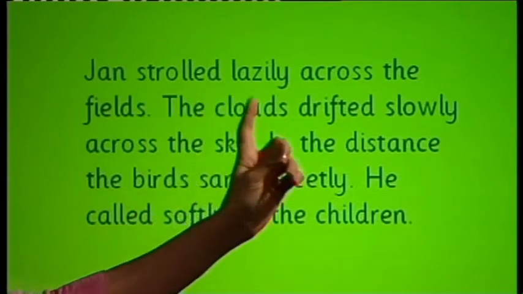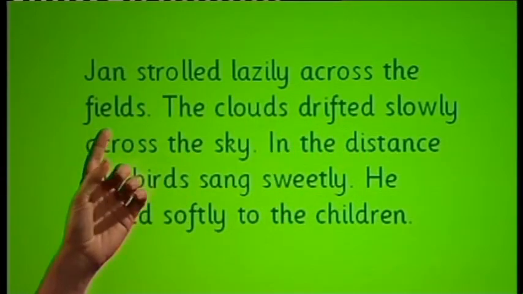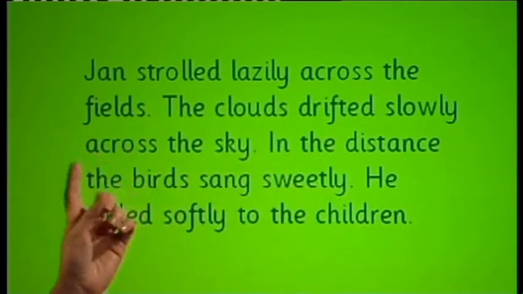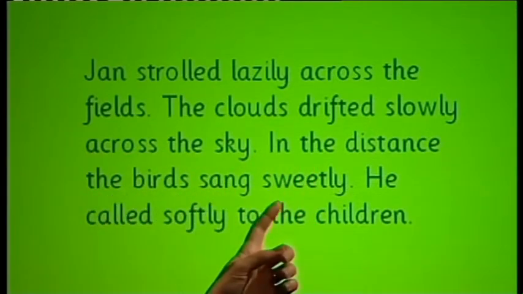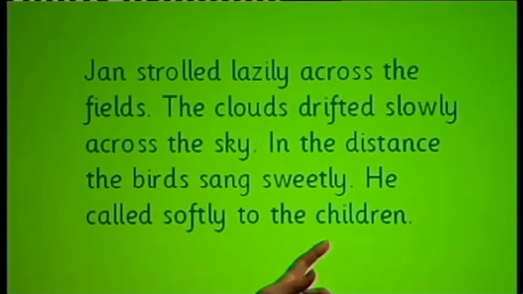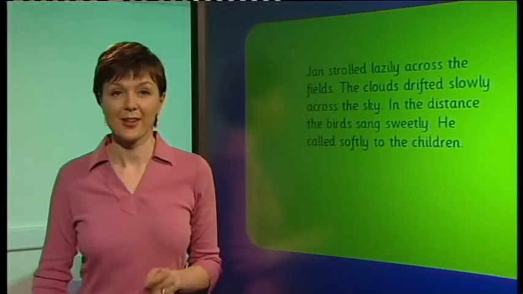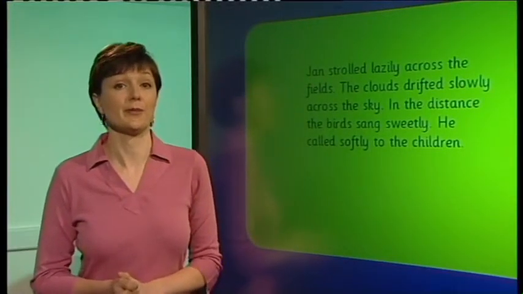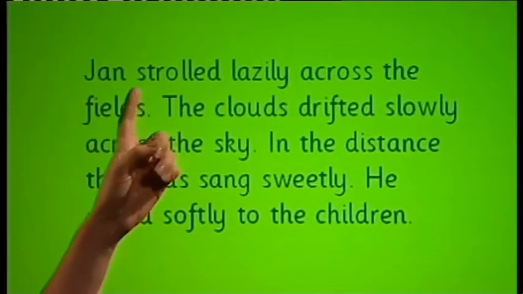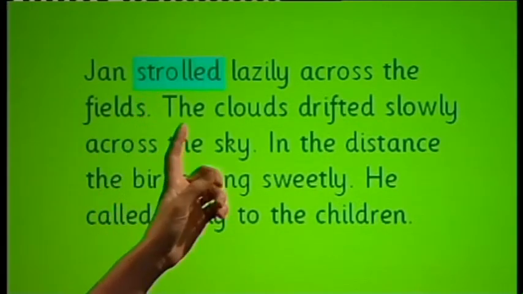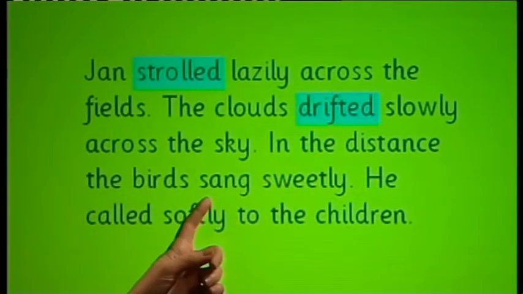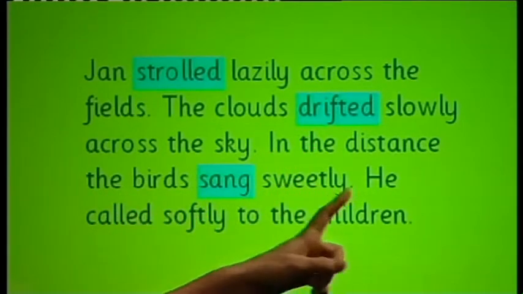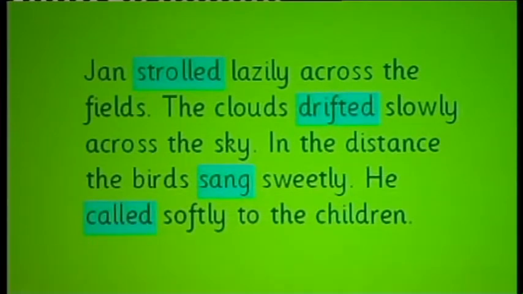Jan strolled lazily across the fields. The clouds drifted slowly across the sky. In the distance, the birds sang sweetly. He called softly to the children. Well, first, let's find the verbs. Jan strolled. The clouds drifted. The birds sang. And he called.